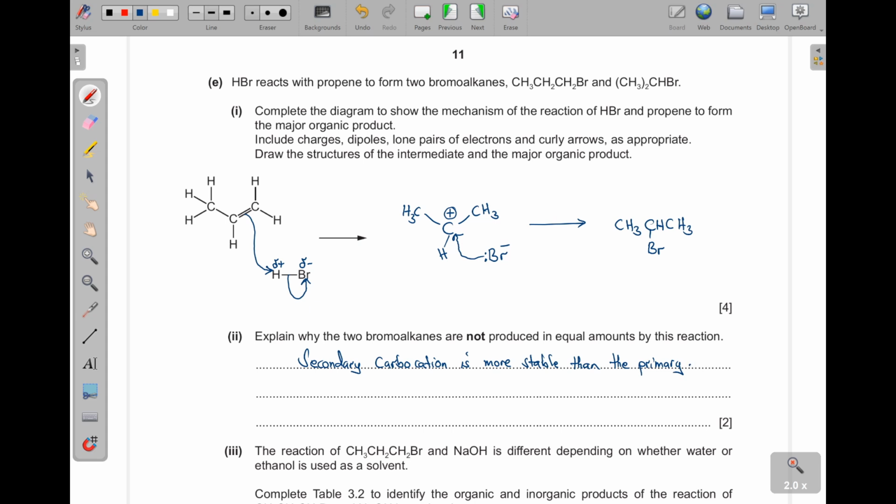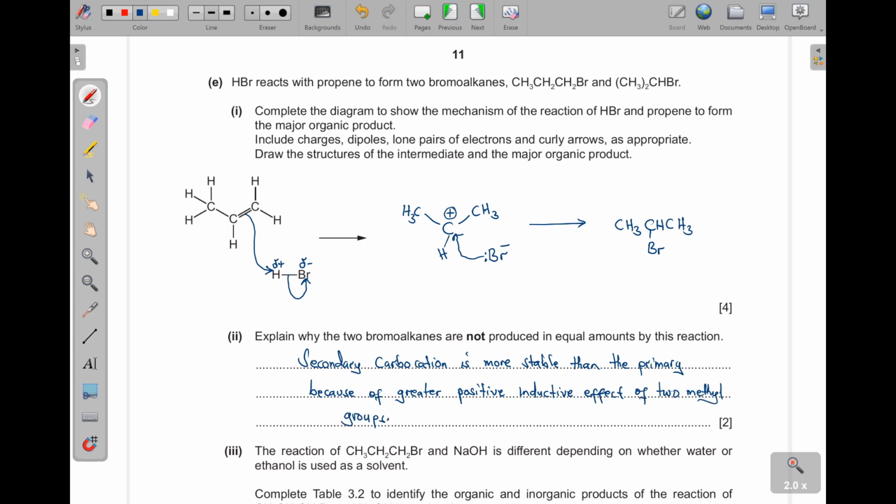I don't need to write carbocation again. Why? Because of the greater positive inductive effect of two methyl groups. So that is that.